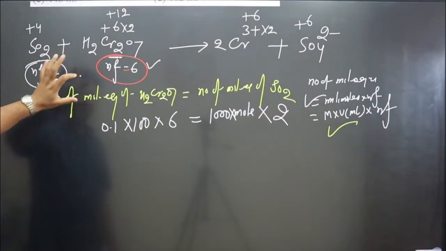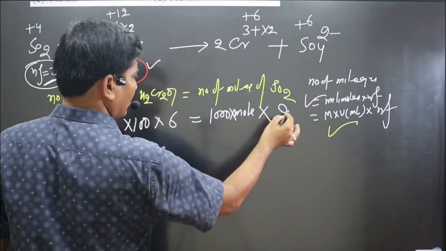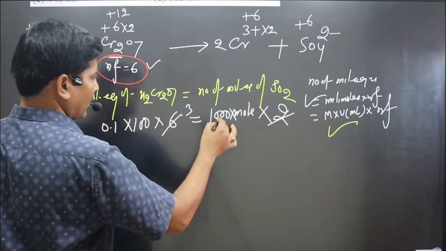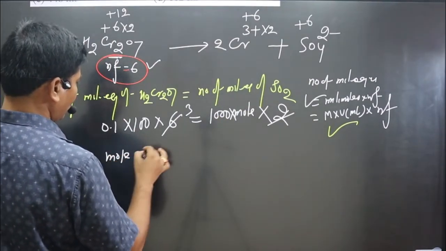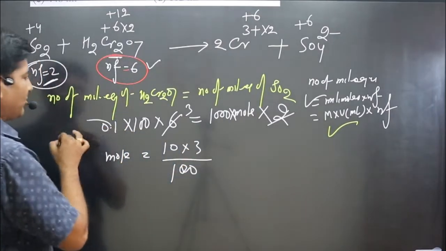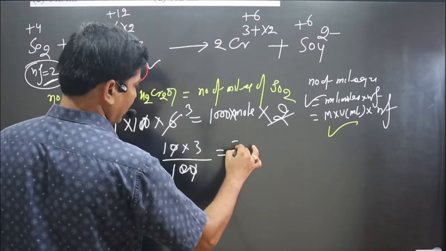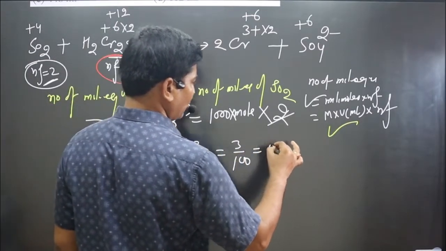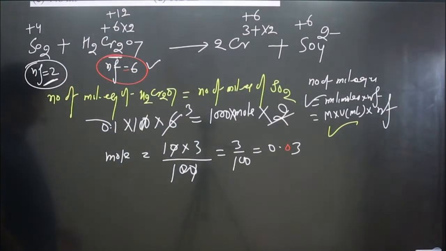We have 2, this 2 times 3 is 6, and we get moles equal to 10 multiplied by 3 divided by 1000. Why? Because of this decimal, the 10 will eliminate. The 0 will cancel, then 3 upon 100, and this is equal to 0.03. These are the moles we got, the moles of sulfur dioxide.